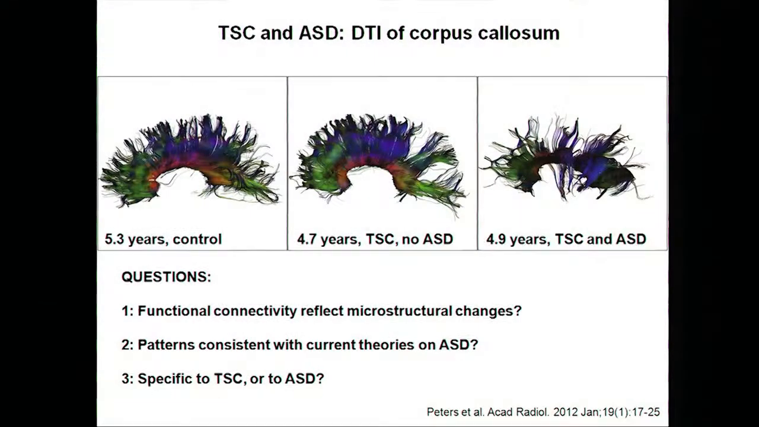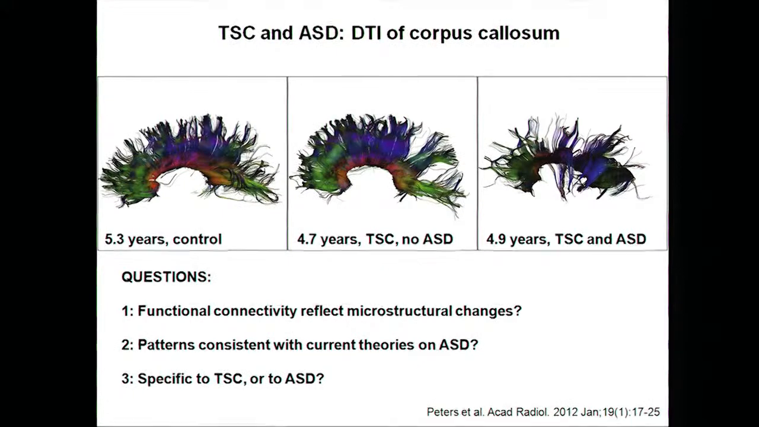And when we did that on 40 children with tuberous sclerosis and 29 age-matched controls, we found that the structural integrity of the corpus callosum was affected in tuberous sclerosis, but more so affected in tuberous sclerosis when they were autistic. Just to illustrate, this is a subject of 5.3 years old, a control, a tuberous sclerosis patient but without autism, and a patient with autism and tuberous sclerosis.